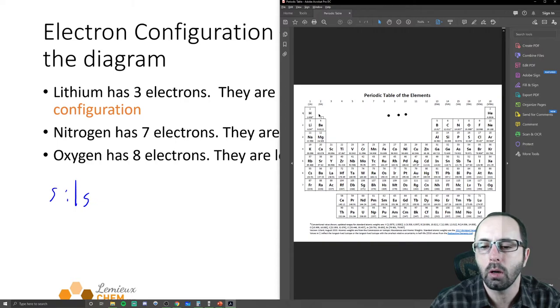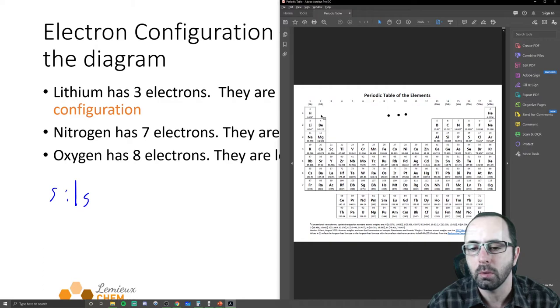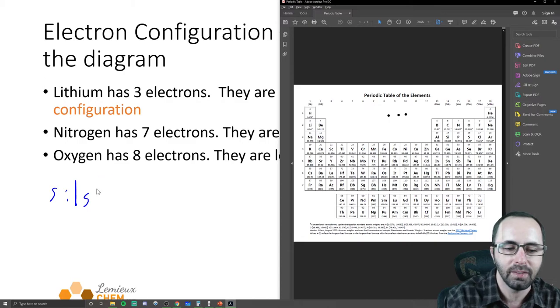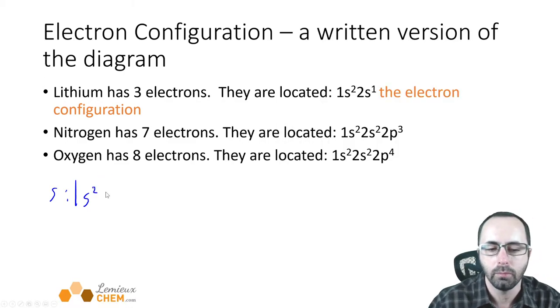1, 2. It's 2 across. And the S area is 2 across because an S orbital, it's only one S orbital, it can only fit 2 electrons. That's why this first area here is only 2 across. Now this shape is starting to make sense, right? So we count it across. We count 2, so we write 2.